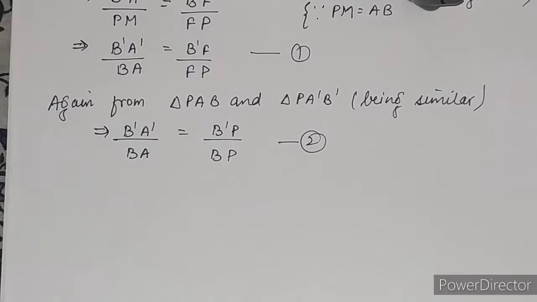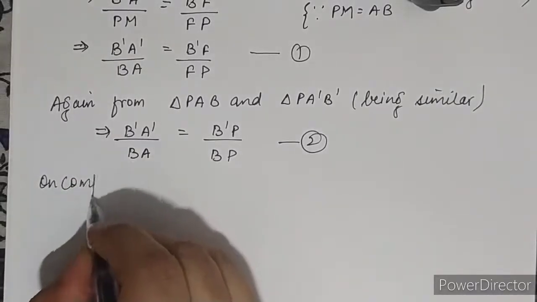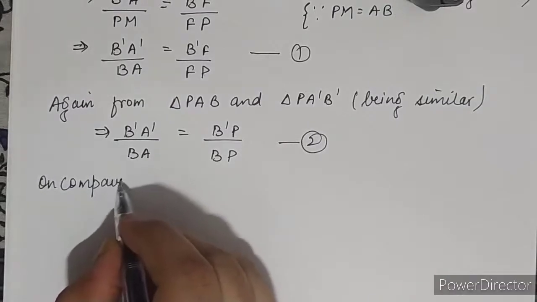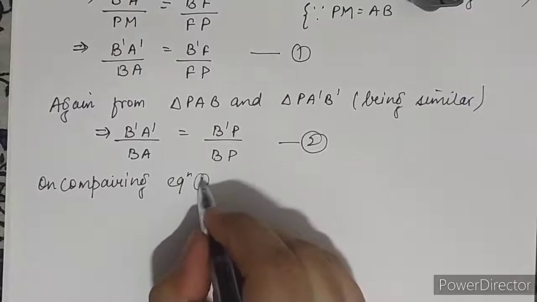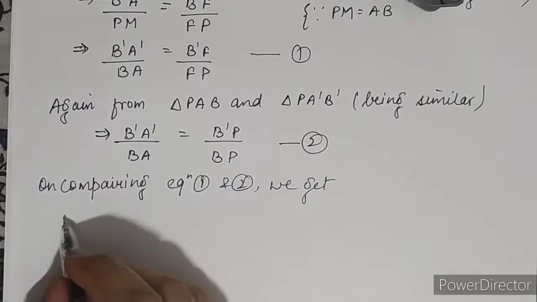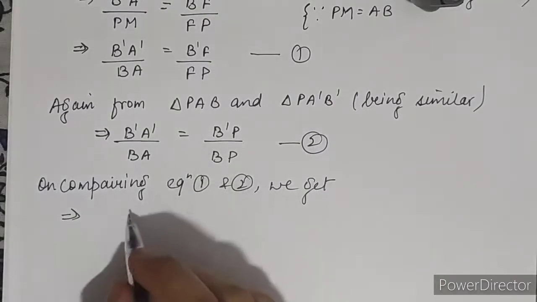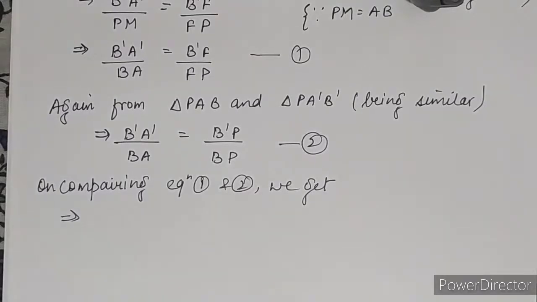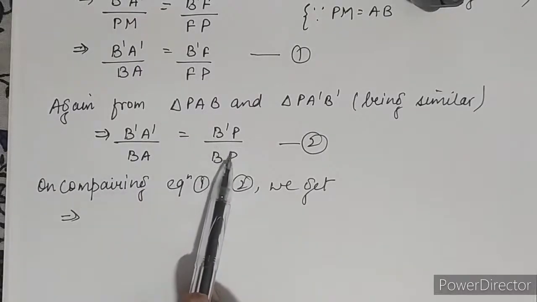Now from these two equations we are comparing these two equations, beta. So on comparing equation 1 and 2, we get, what we get, beta? First of all just have a look that these are the same one. Now this we have to make equivalent.